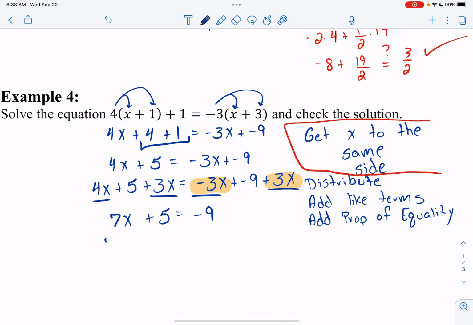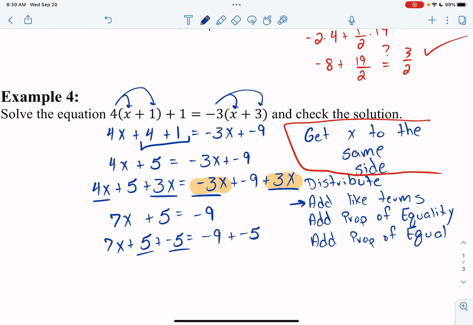Now I'm adding a 5, so I'm going to add a negative 5 to both sides. Again, my reason, that's still the addition property of equality. I'm adding the same thing to both sides. And then we're going to come back and add our like terms. My negative 5 plus negative 5 is 0, so 7x. Negative 9 plus negative 5, negative 14. Again, the reason for that, what did I do? I added like terms. I just put my like terms together.